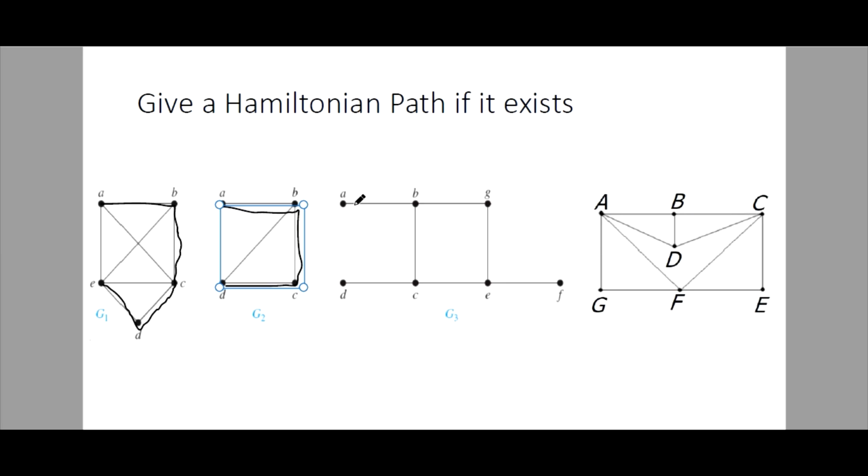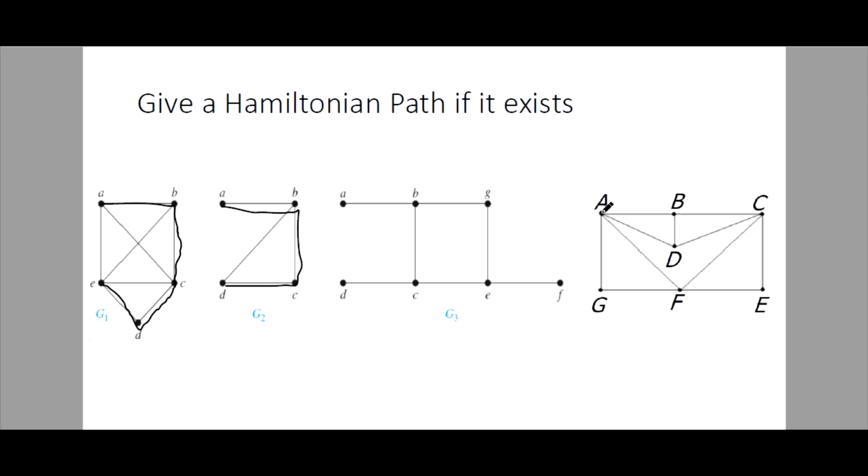For graph number 3, can you find a Hamiltonian path in this one? So let's try. If we have A, B, G. If you go down to E, then you have two choices. If you go to C, then of course you cannot go back to F. But if you go to F, you cannot go back to C. So in this particular problem, if you may try other things, you cannot visit all of these vertices. So it has no Hamiltonian path.